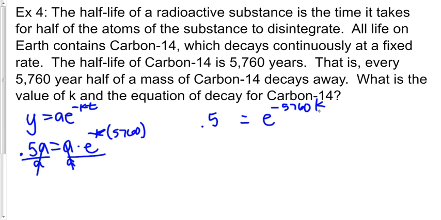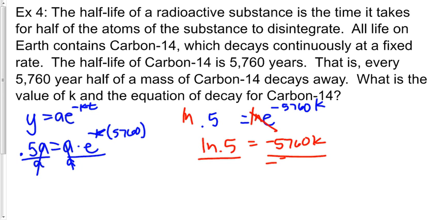What I need to figure out is what K is. That's our constant in this equation. So I want to figure out what K is. I need to take the ln of each side to cancel out the e. Okay, so ln of 0.5 and the ln of e. ln of e, we know we get negative 5,760K. And the ln of 0.5, we're going to calculate in a minute here. Now let's divide each side by negative 5,760.